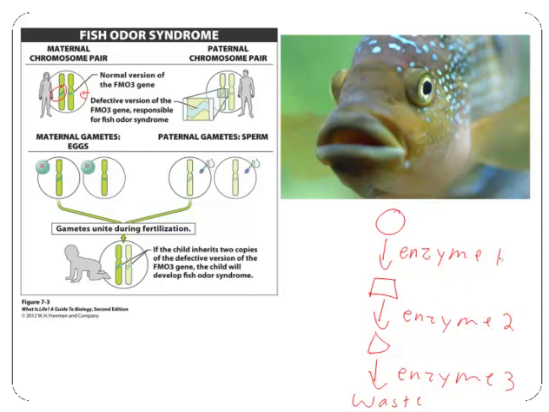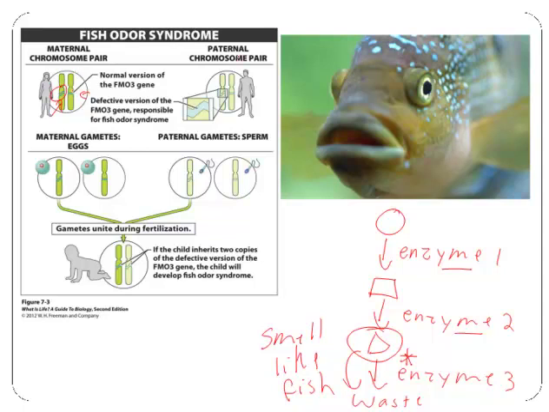So maybe enzyme 1 is just fine, enzyme 2 is fine, but 3 has a problem in the DNA, and that's represented by that point in the chromosome. So if enzyme 3 isn't working, this builds up in the body instead of being changed to waste. In fish odor syndrome, this molecule building up in the body just happens to smell like fish. So if a person has a normal chromosome and a defective one, the normal one will make up for it. So this one will make enzyme 3 and it'll be just fine.